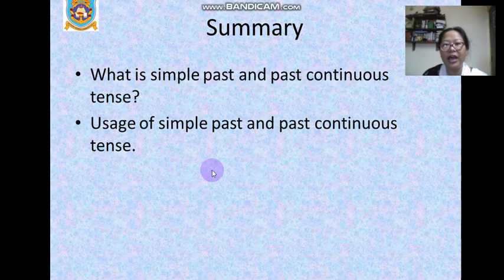Alright, so today we have learned what is simple past and past continuous tense, and we have learned the usage of simple past and past continuous tense. I hope students, you all have understood these two topics. Very simple and very similar to the previous topic. The only thing we need to remember is that the action has taken place in the past. That means the action is completed.